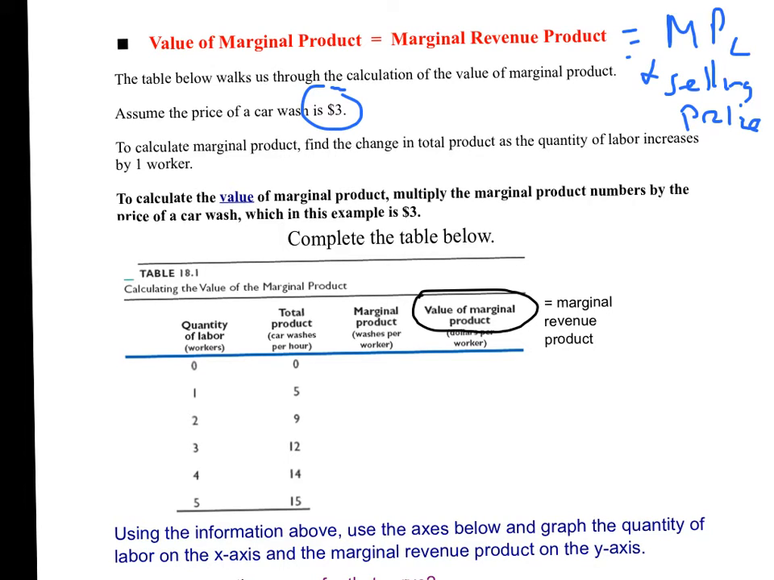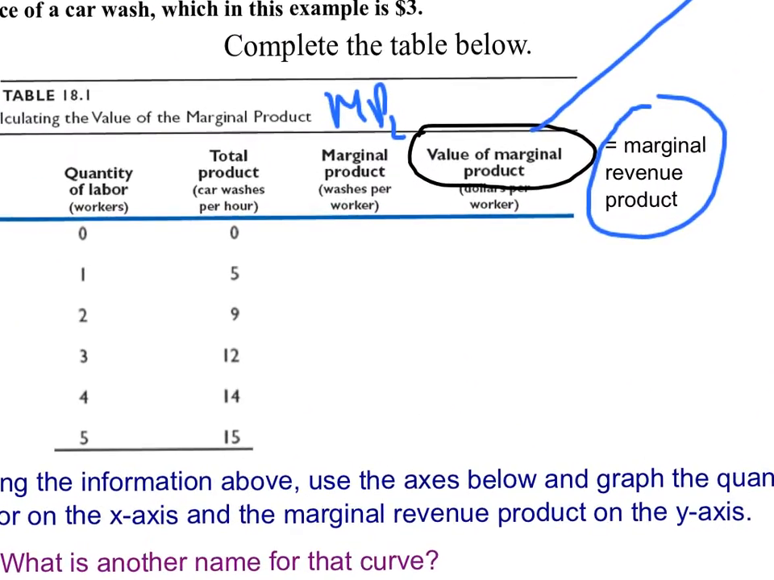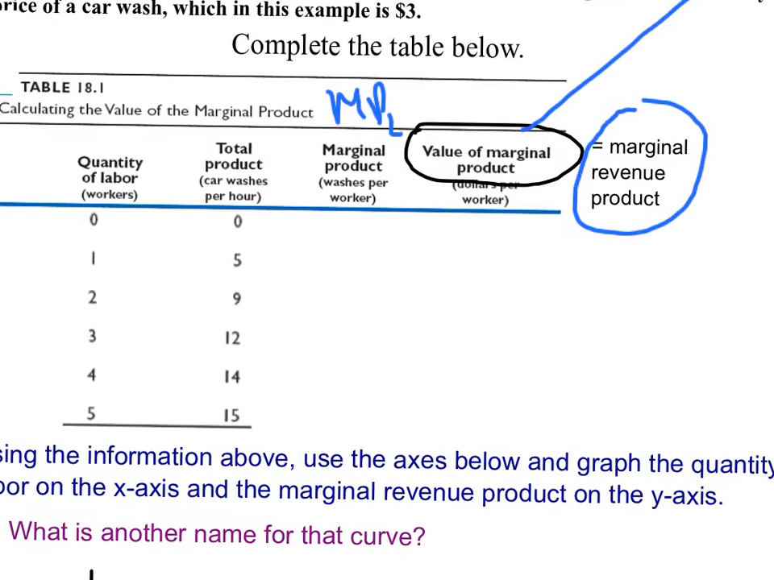So this is the MPL column. And separate from that, we want to compute the value of the marginal product, which is the same as the marginal revenue product. And both of them are the formula above. So just making this a little bit larger. So the marginal product of labor.